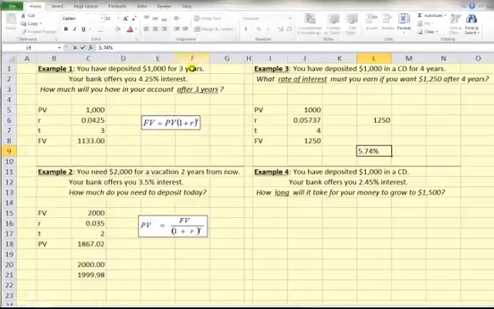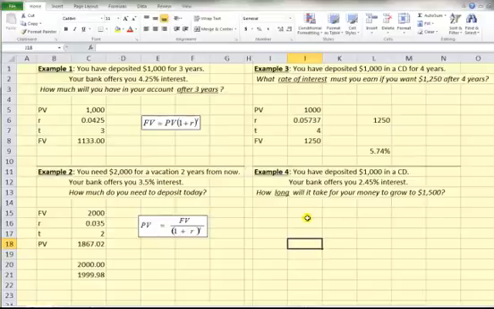In our fourth example, we are going to solve for time. We have solved for the other 3 unknowns. Now it is solving for time that we need to do. You have deposited $1,000 in a CD. Your bank offers you 2.45% interest. How long will it take for your money to grow to $1,500?